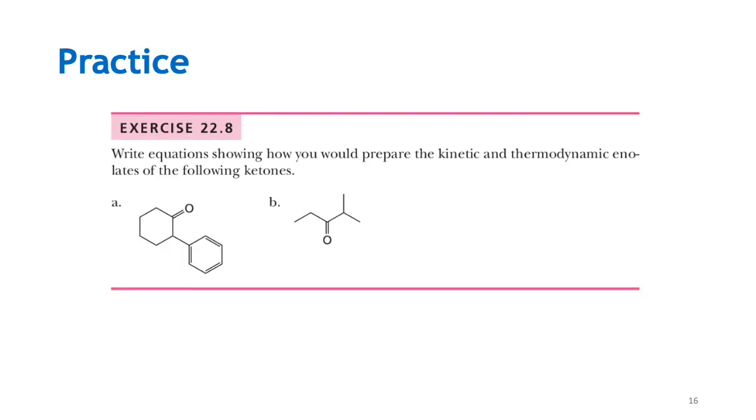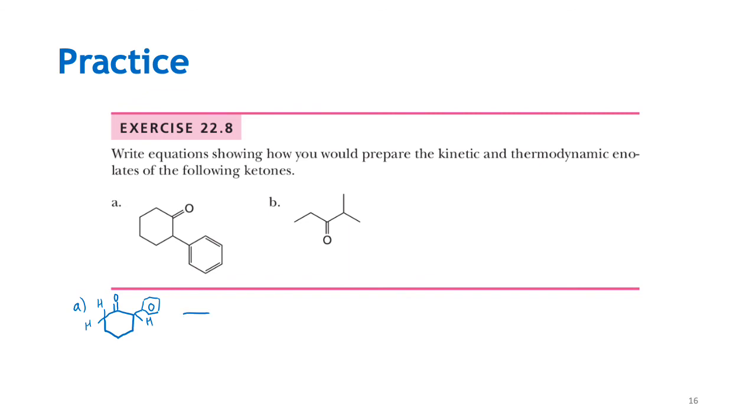So we're going to finish this particular lecture doing some practice. And so it wants us to write equations showing how you prepare the kinetic and thermodynamic enolates from the following ketones. So let's start with A. I'm going to redraw this particular ketone. Notice it has a phenyl group. It also has an H right there. I'm redrawing it in a more vertical perspective just because I'm more used to seeing it that way. Okay, all I did was I tilted it a little bit.